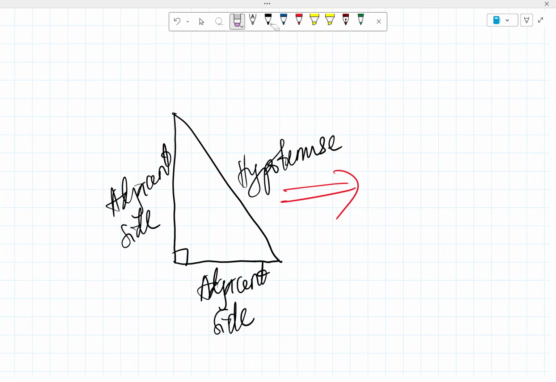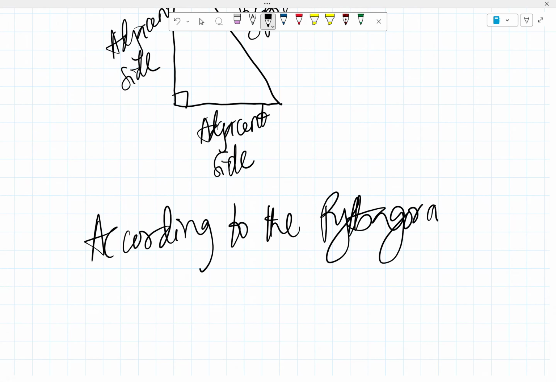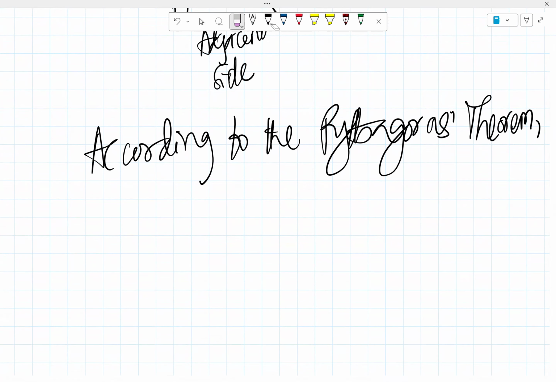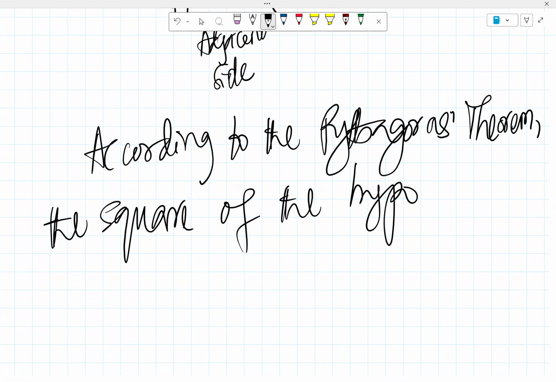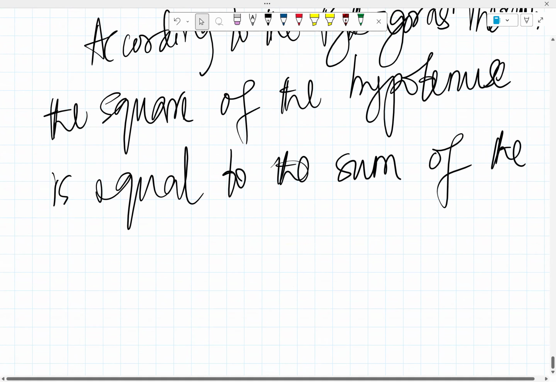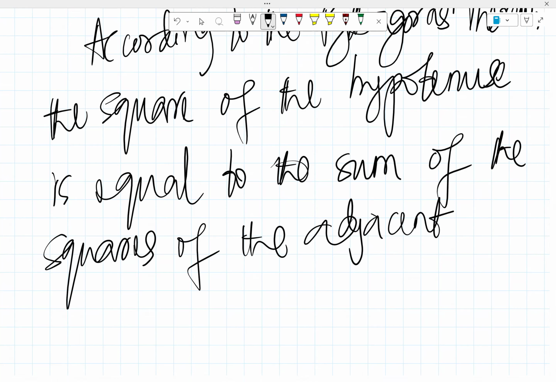But generally speaking, Pythagoras theorem tells us, by the way, Pythagoras was one of the earliest mathematicians, a Greek. According to the Pythagoras theorem, maybe I should write it in words first. The square of the hypotenuse is equal to the sum of the squares of the adjacent sides.